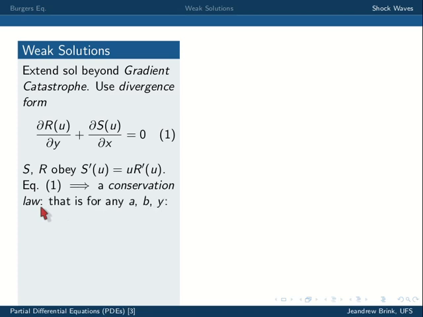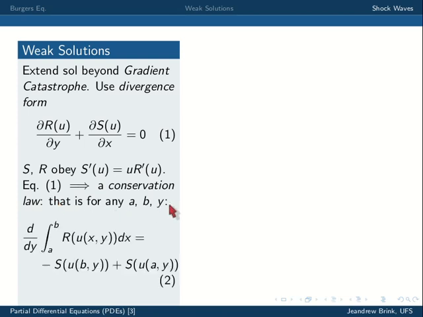And basically, for a conservation law, what I mean is for any a, b, and y, the following is true. Here a and b are now the boundaries. They are constants. y is a particular time slice, just like we did with the initial condition, and it's just a generalized version of that.